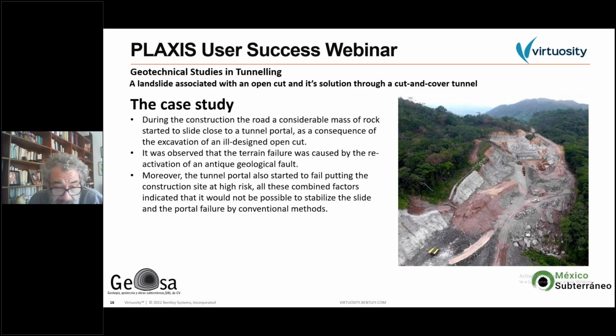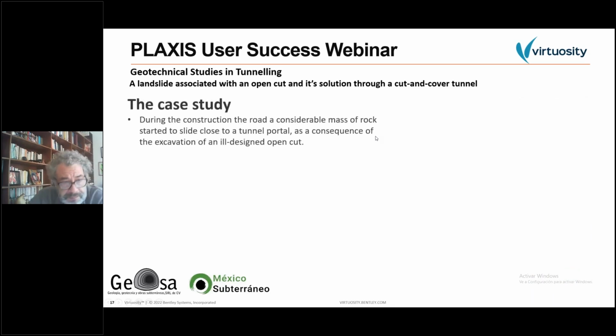And all these combined factors indicated that it would not be possible to stabilize the slide and the portal failure by conventional methods. So, as I said, a considerable rock mass started to slide close to the tunnel portal as a consequence.